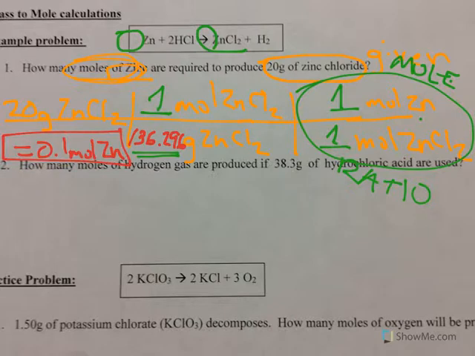Ran out of space. Okay, so it's the same idea, but one step further, because we have to start with grams. We don't have any device that will measure moles. So we have to have a way to get from grams to moles of one thing, and then to get to moles of another thing. So let's try example problem number 2.